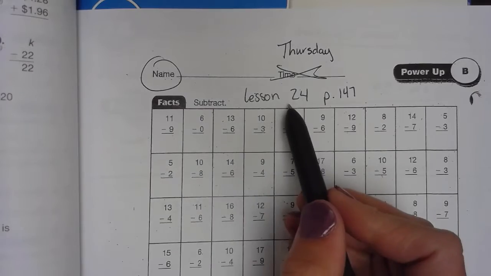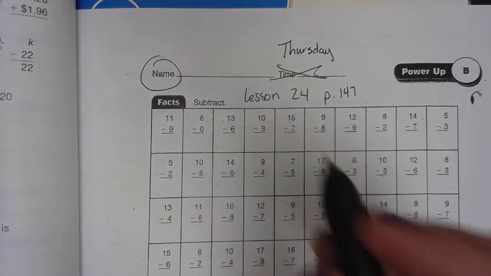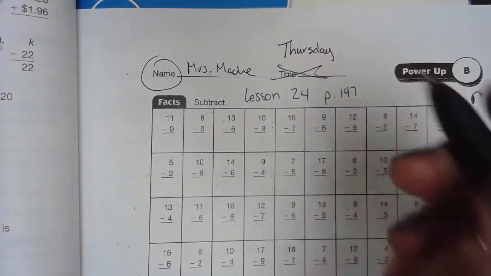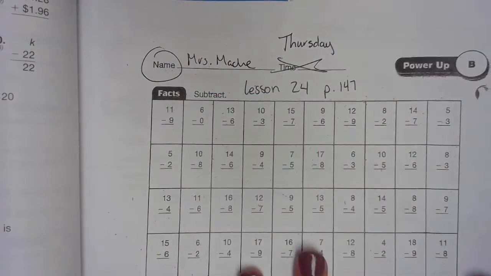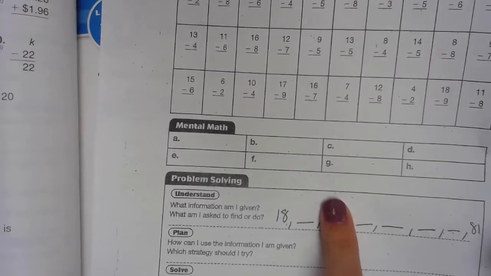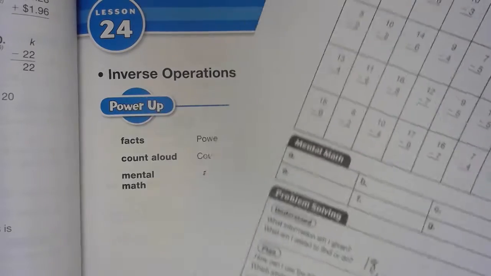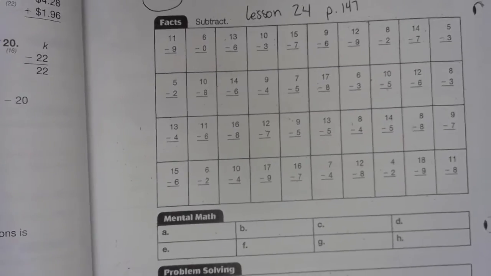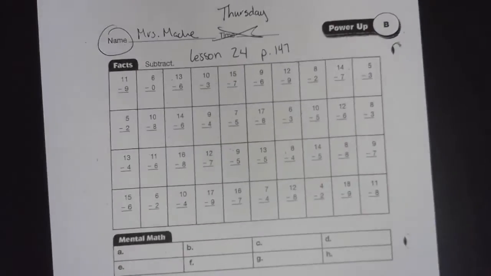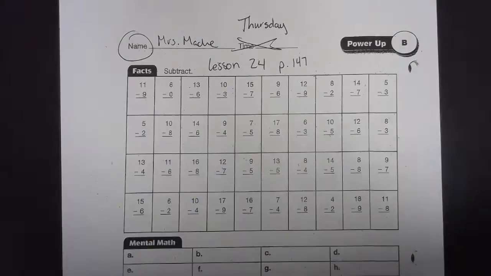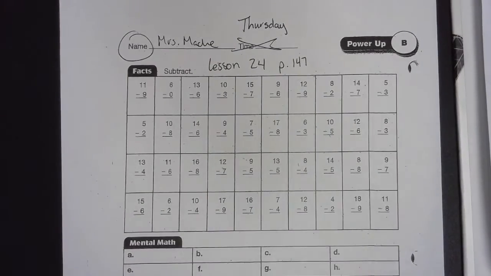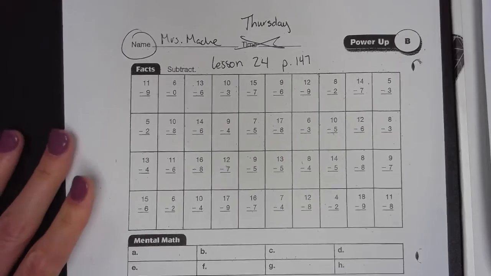On lesson 24. Starts on page 147. Make sure you have your name on the top of your sheet. Then go ahead and rock out your facts, do your mental math, and your problem solving. When you're done, press play and we'll correct it together. If you're watching now, it means you should have already done your power up. Let's correct together.